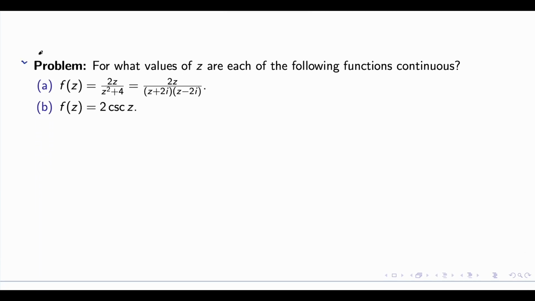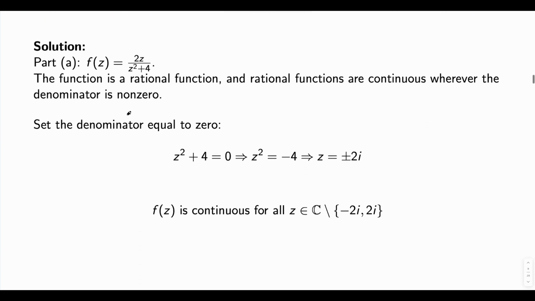So we can see a few more problems. Here we have to find z such that the following functions are continuous. What are the values of z here? So if you see here, this is 2z divided by z square plus 4, which can be further broken down this way. And the second part, 2 cosecant z. So let us see the solution.